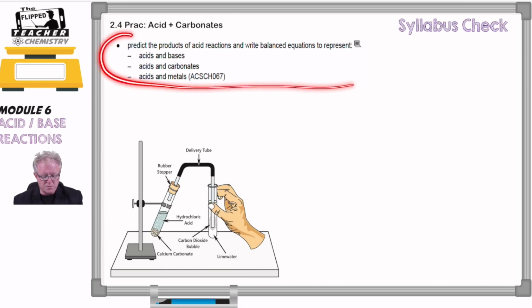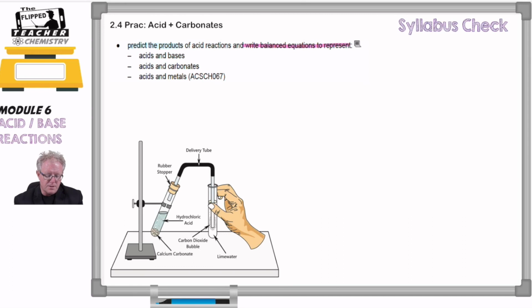This is the syllabus point. It says predict the products. So let's just highlight what it's saying. We need to predict the products, okay, of acid reactions and write balanced equations to represent the following. And so we're going to be looking in this video at acids and carbonates.